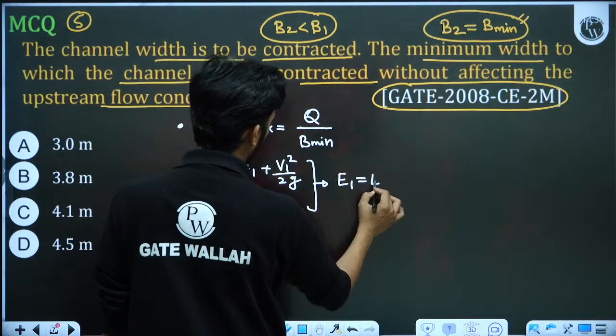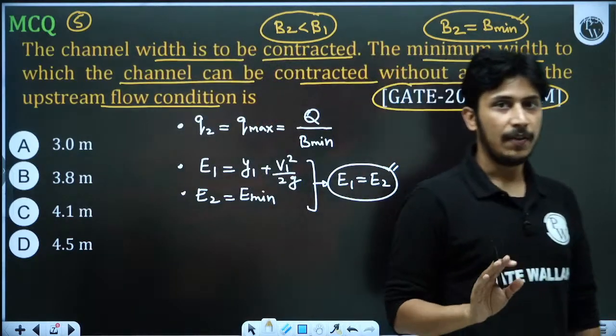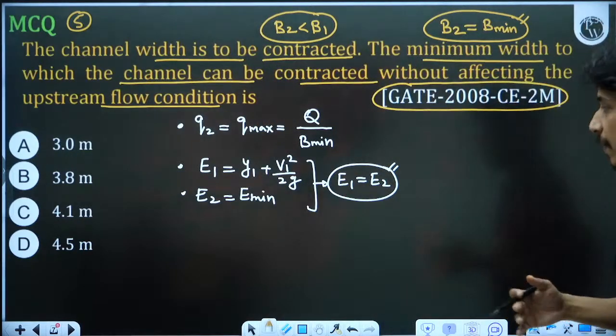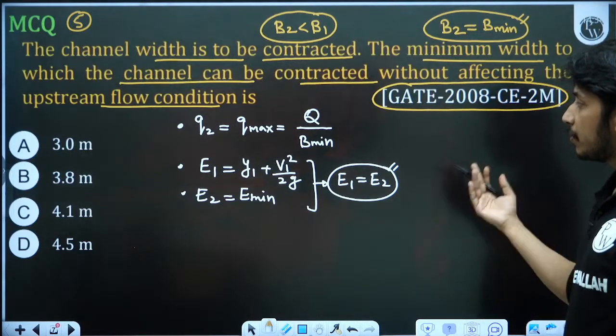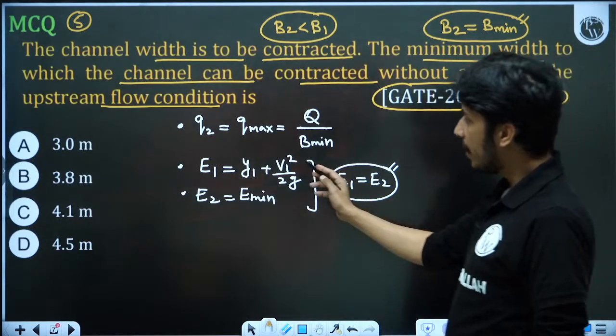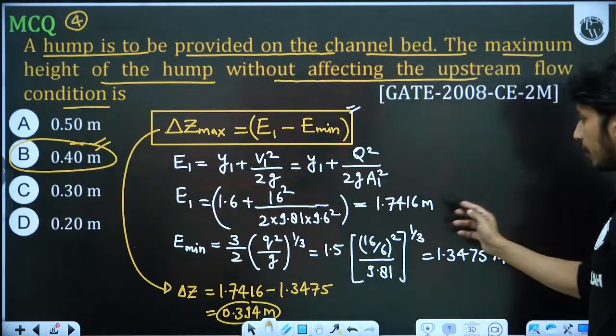E1 will be equal to E2, because in width contraction the specific energy is not reduced. In width contraction, generally the discharge per meter width is changed. So E1 we have already calculated, I think in the previous question, 1.7416.